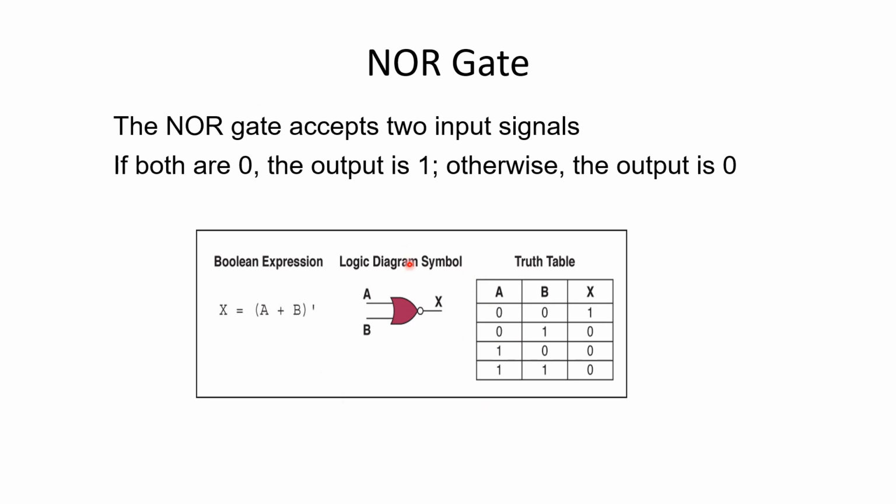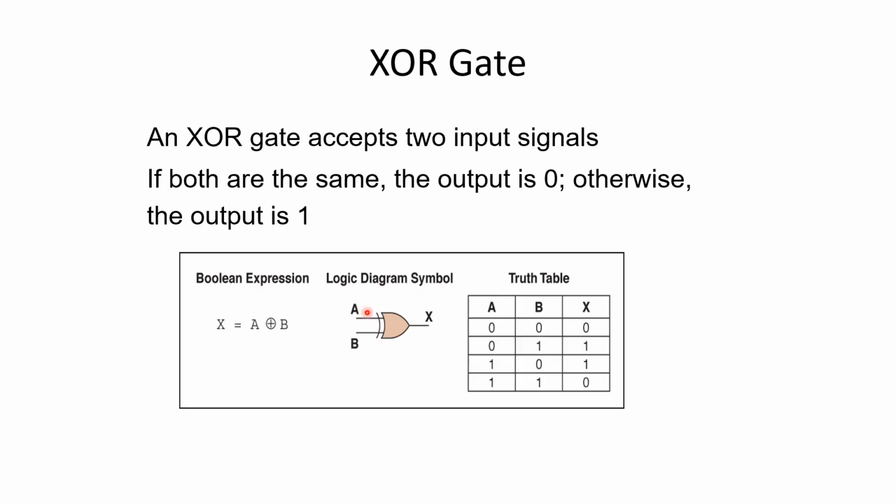The NOR gate is a combination of an OR gate followed by a NOT gate, meaning it performs the inverse of the OR operation. The output is 1 only when all inputs are 0. In other words, if any input is 1, the output will be 0. The Boolean expression for a NOR gate is x = (a + b)̅, where a and b are the inputs and x is the output.